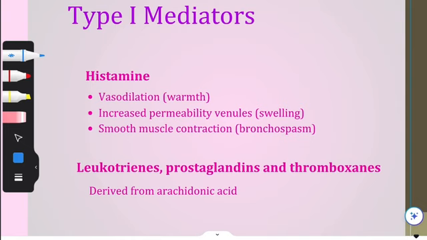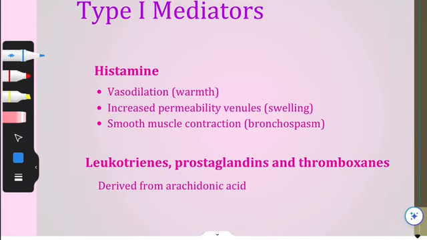Mediators of type 1 reactions. One of the most important is histamine. It leads to vasodilation, which causes warmth of the skin. It also leads to increased permeability of venules, causing swelling, in addition to smooth muscle contraction. This can lead to bronchospasm.